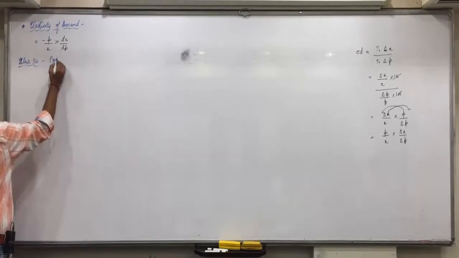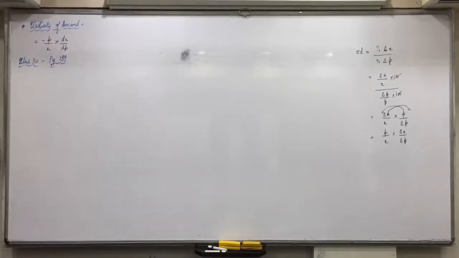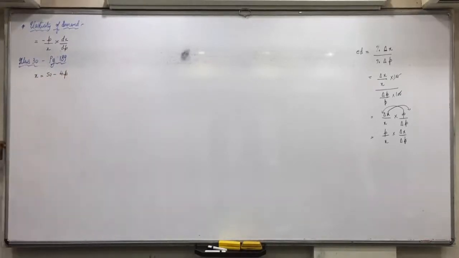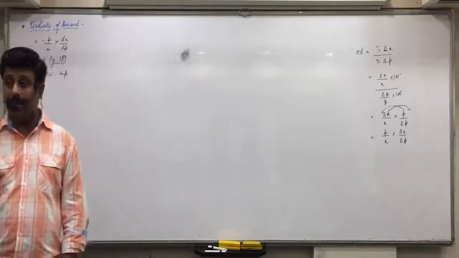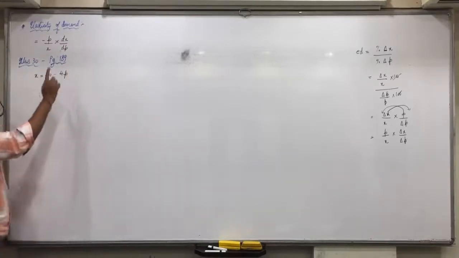Illustration 30 on page number 189. Yes, listen carefully. The demand function of a commodity is x equals 50 minus 4p. Find elasticity of demand when p equals 5 and interpret it. Now listen carefully. We have to find elasticity of demand at price equals 5, meaning finally whatever equation of elasticity of demand we get, in that p will be substituted as 5.